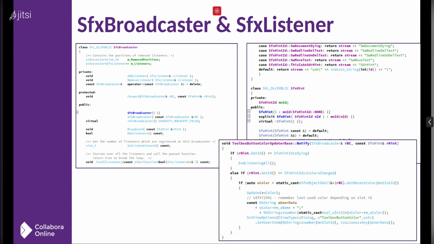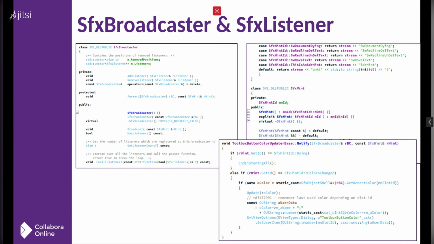The list of different types of events related to this, listener and broadcaster are in the file where we can find SFX hint. Here in the top right corner, we see some of them, but the list is very long. And on the bottom, we see the notify function implemented in toolbar button color updater.